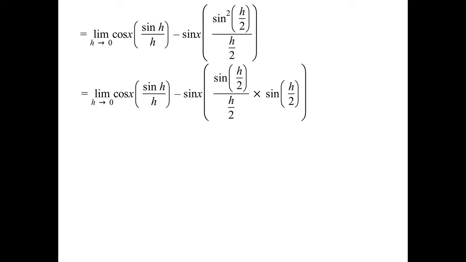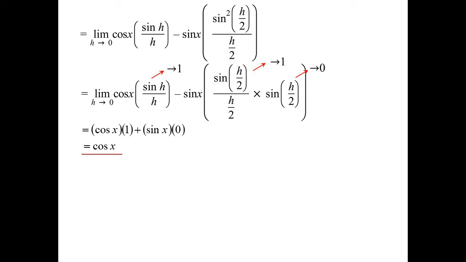I can now substitute in 0. The sine h on h, well that's approaching 1. The sine h on 2 on h on 2, that is approaching 1. And just sine h on 2 is approaching 0. So I'm left with cos x times 1 plus sine x times 0, which is cos x. So you differentiate sine, you get cosine.